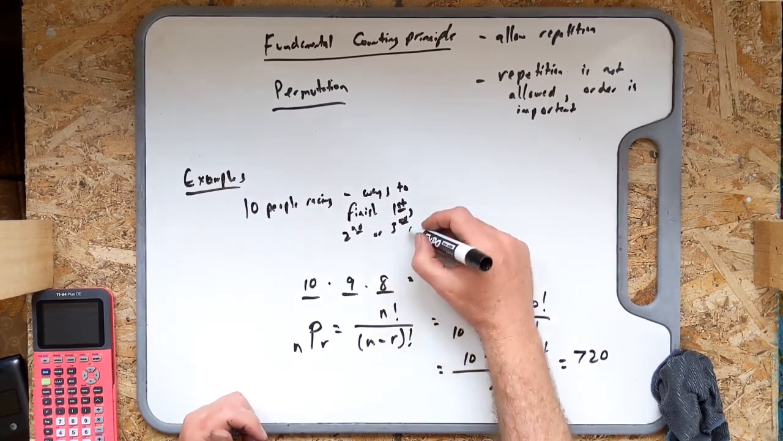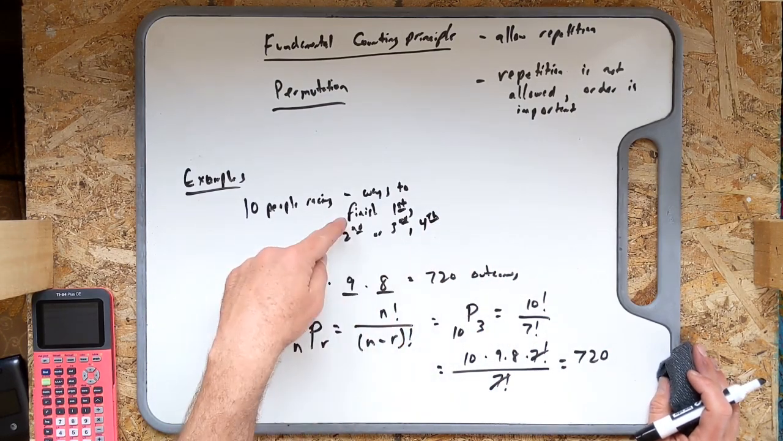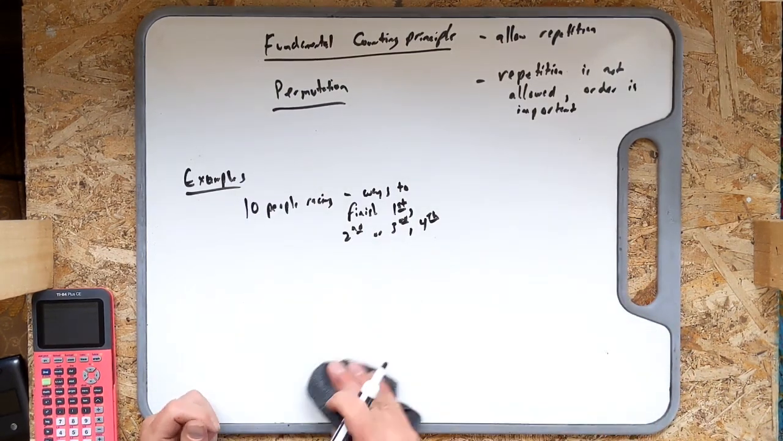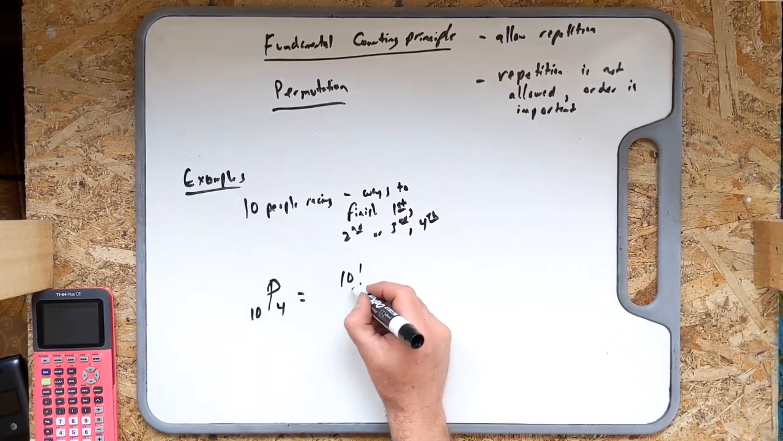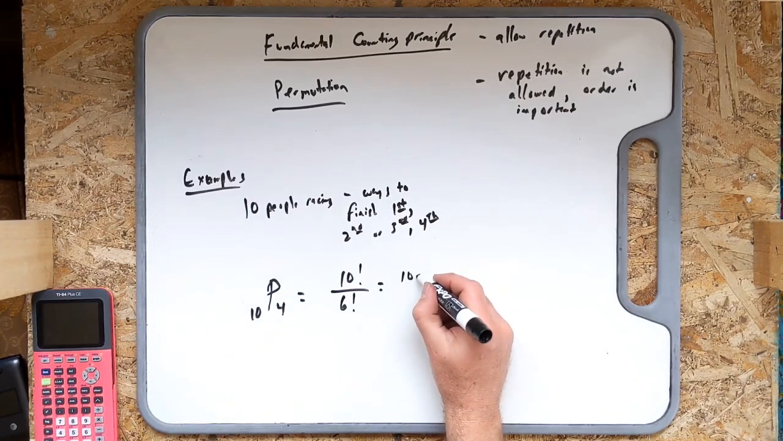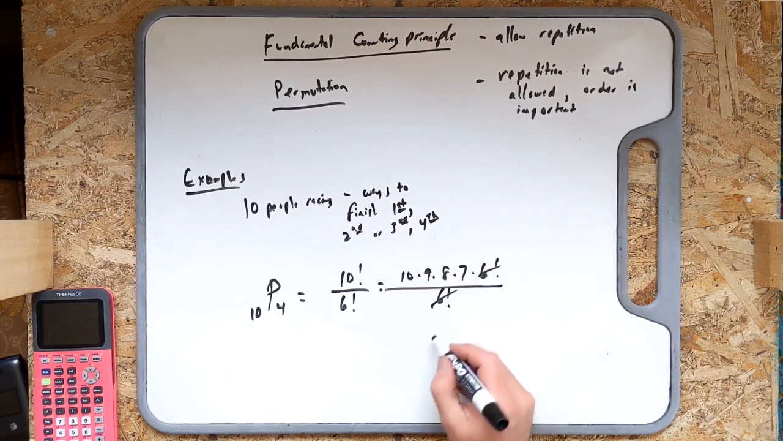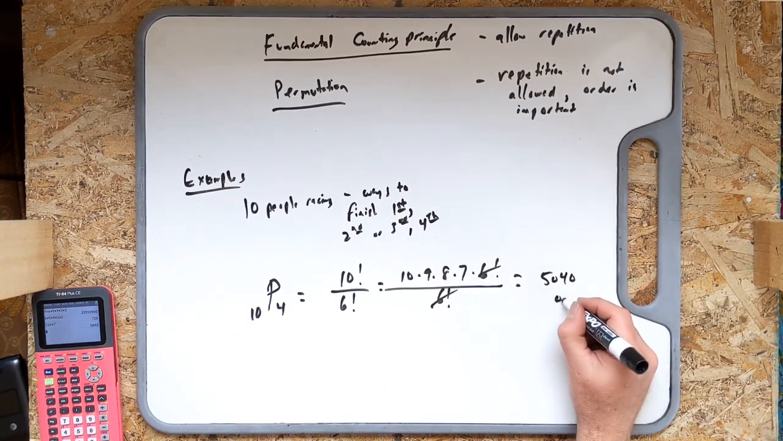Okay, now I can just modify this slightly, and let's say I also wanted to know how many ways people could finish first, second, third, or fourth. The only difference is it would now be the permutation of 10 taken 4 at a time, or 10 factorial over 6 factorial, which is 10 times 9 times 8 times 7 times 6 factorial over 6 factorial. Those cancel. And now I've got to multiply that out: 10 times 9 times 8 times 7 is 5,040 different outcomes total.